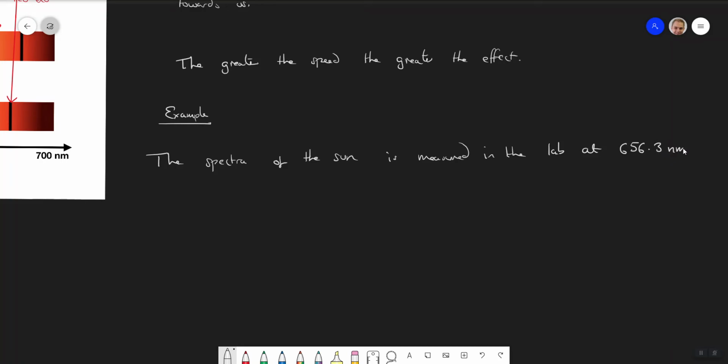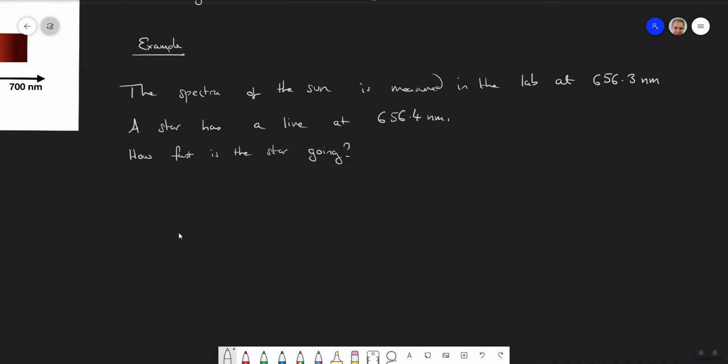At 656.3 nanometers, a star has a line at 656.4 nanometers. How fast is the star going? Okay, so the equation that we end up using is the change in the wavelength over the original wavelength.